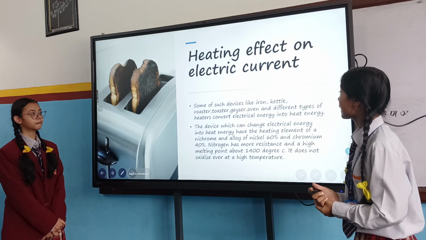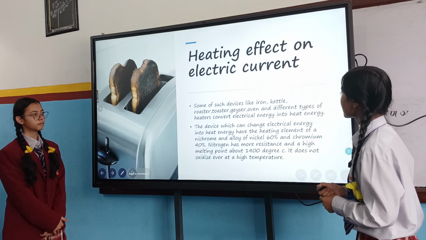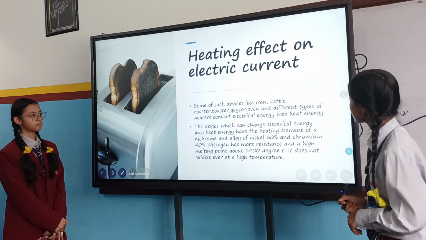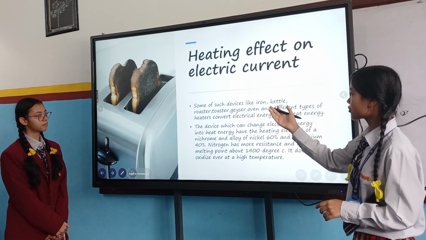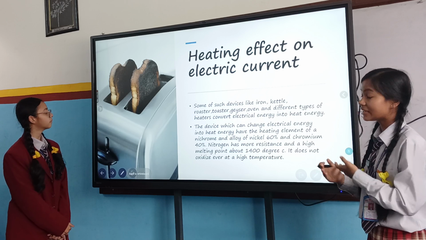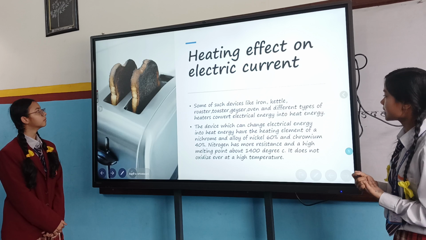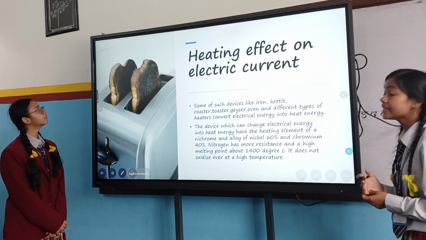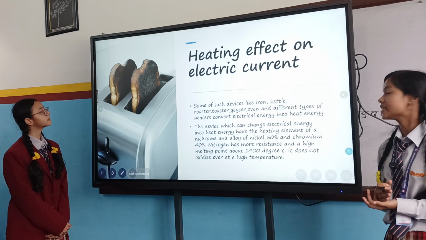Some devices like iron, kettle, roaster, toaster, geyser, oven, and different types of heaters convert electrical energy into heat energy. We are very familiar with these devices. So these devices change electrical energy into heat energy. That is, when electricity is provided, it changes electric energy into heat energy.